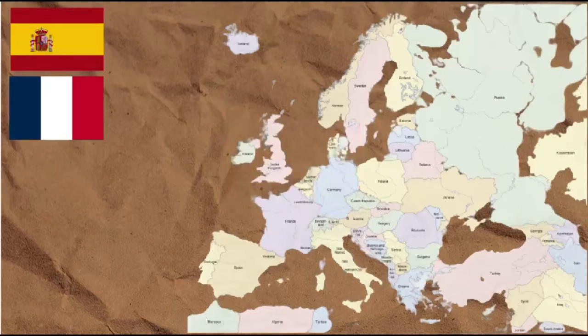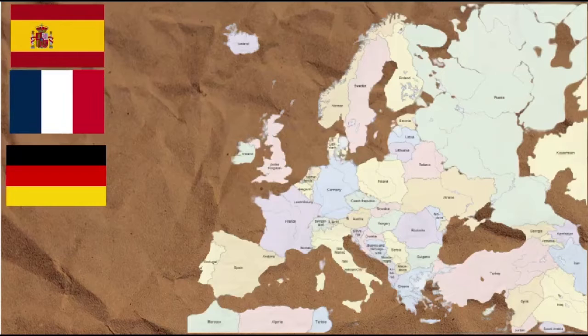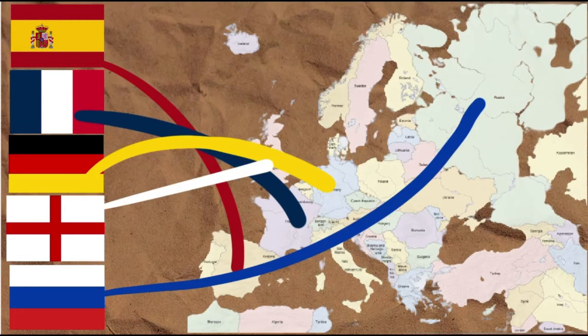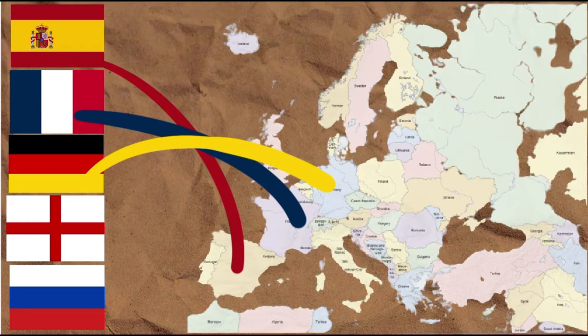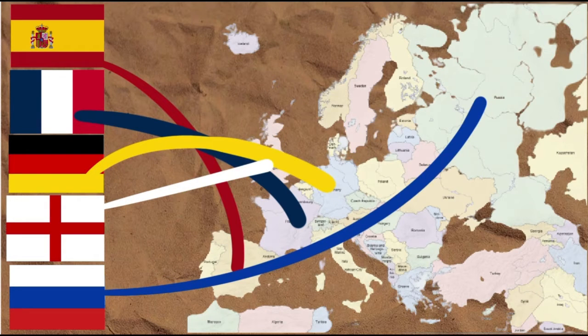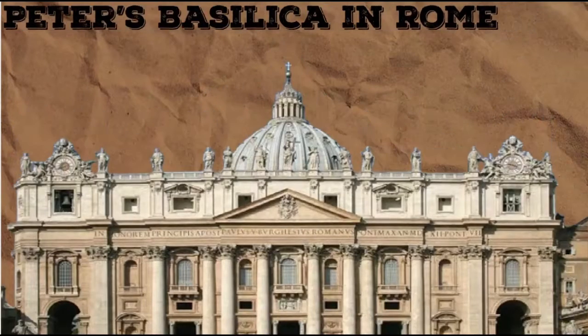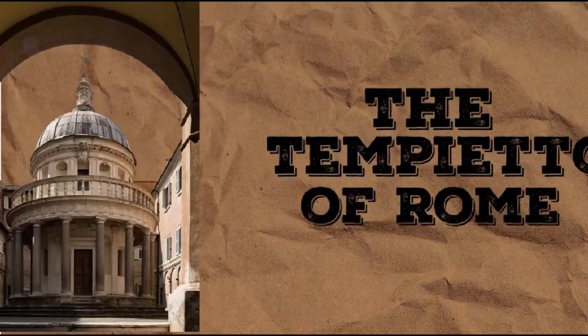The Renaissance style quickly spread to other Italian cities. The style was carried to Spain, France, Germany, England, Russia, and other parts of Europe at different dates and with varying degrees of impact. Renaissance masterpieces which influenced other buildings worldwide include St. Peter's Basilica in Rome, the Tempietto of Rome, and the Dome of Florence Cathedral.